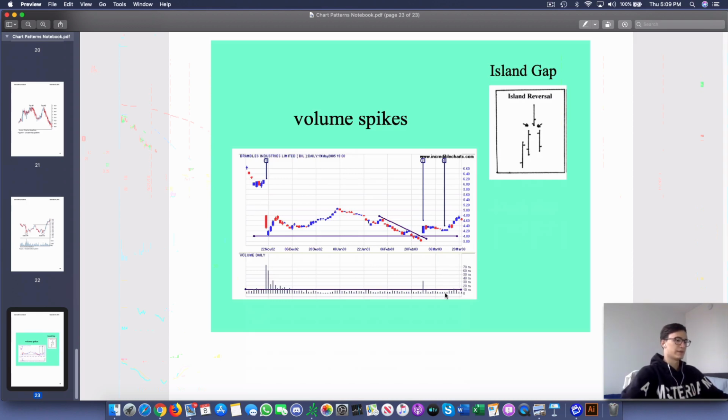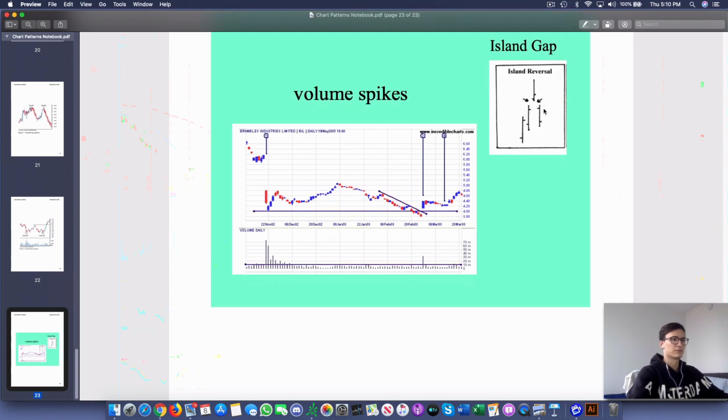Usually when you see volume spikes, prices can go up depending on whether it's a lot of selling or a lot of buying. Of course, with people buying a lot, the price goes up. When they're selling a lot, it could be oversold and the price can go up still. So an island reversal is basically similar to a one-day reversal, but there are two gaps in between the prices or the bars here.